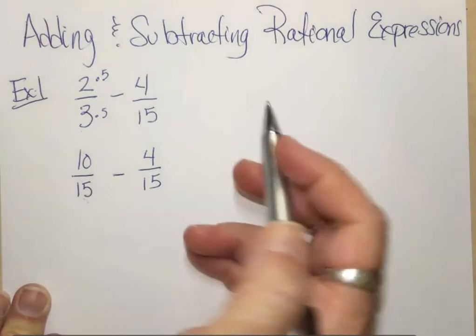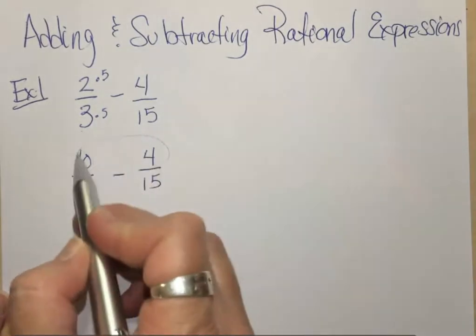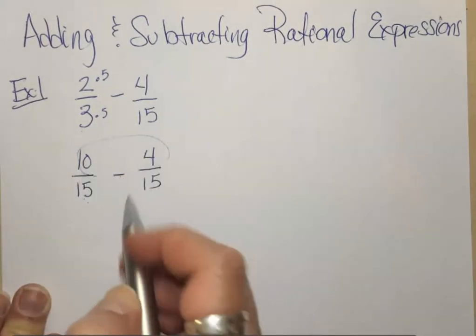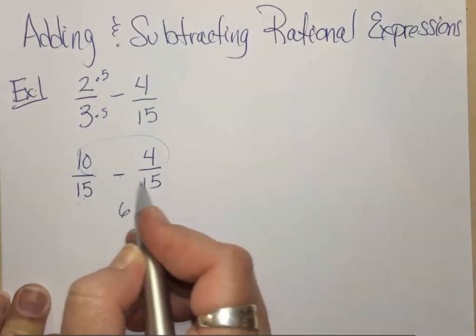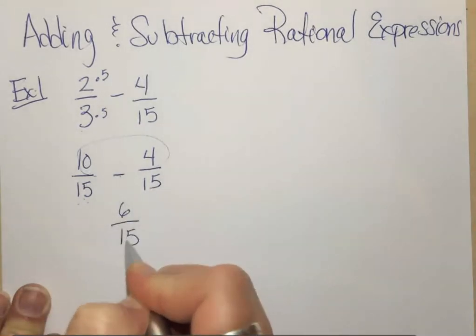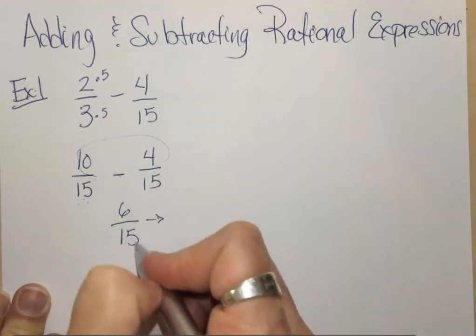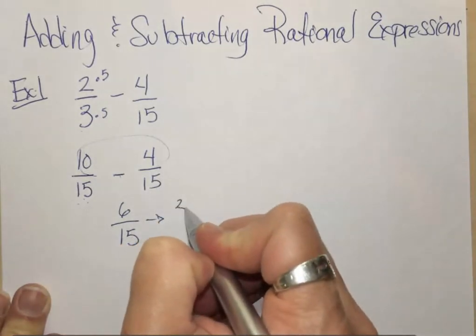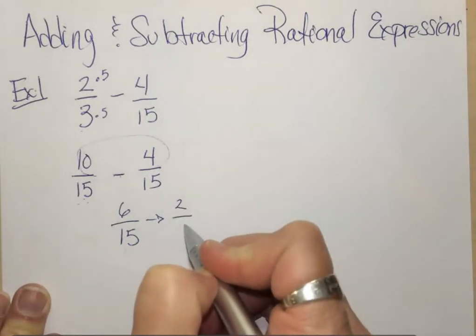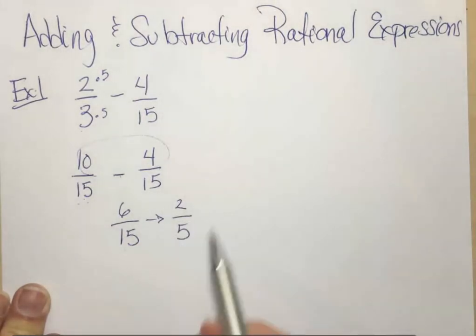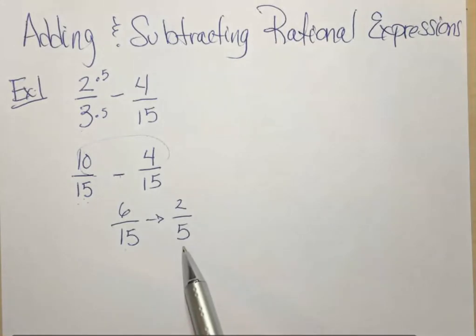And then I will simply subtract my numerators. So 10 minus 4 is 6, and 15 is my denominator. Now, at this point, I can simplify it. I have a common factor of 3. So 6 divided by 3 is 2. 15 divided by 3 is 5. So my answer for that is 2/5.